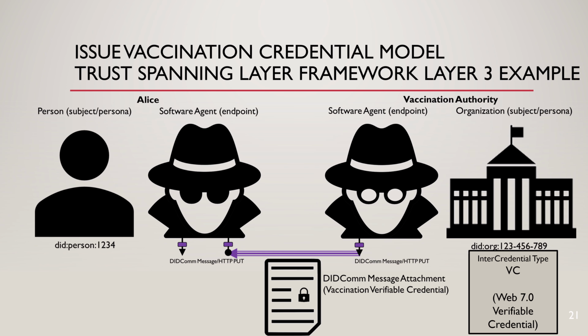Here's our 4th example, issue vaccination credential. So it's almost identical to what we've seen on the previous slide, except it's a vaccination authority and Alice as the actors. And the vaccination authority is sending a vaccination verifiable credential from the origin of its software agent to Alice's service endpoint of its software agent. Again, the InterCredential type is VC.